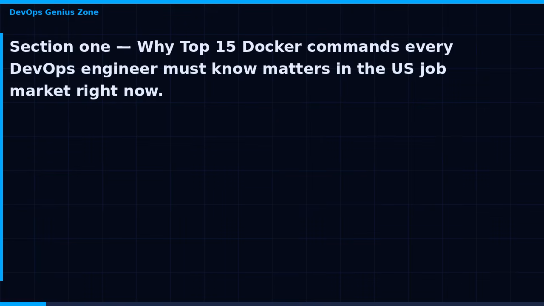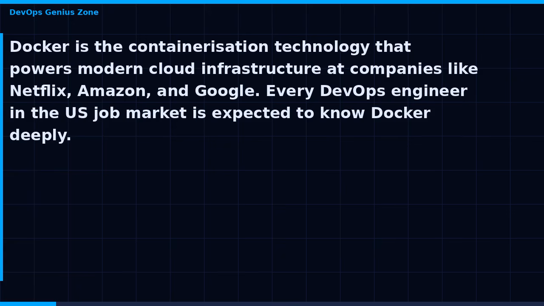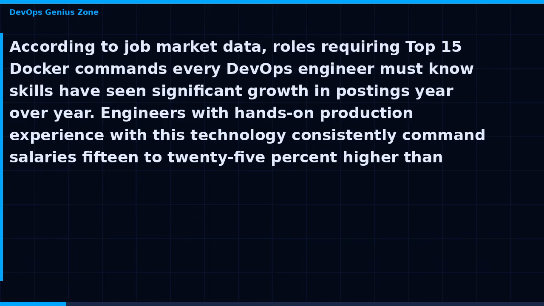Section 1: Why top 15 Docker commands every DevOps engineer must know matters in the US job market right now. Docker is the containerization technology that powers modern cloud infrastructure at companies like Netflix, Amazon, and Google. Every DevOps engineer in the US job market is expected to know Docker deeply. According to job market data, roles requiring top 15 Docker commands every DevOps engineer must know skills have seen significant growth in postings year over year.